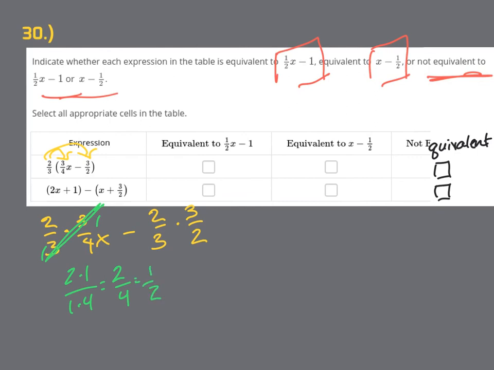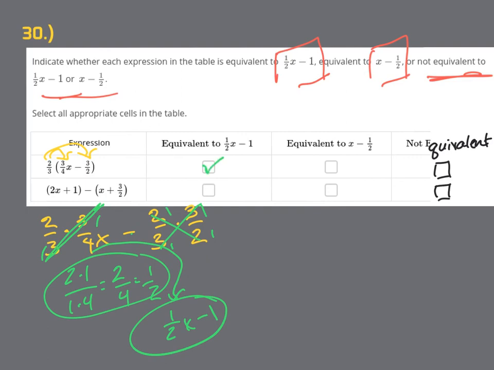So this, of course, is what I'm thinking in my head, because I know that what that means is I'm going to have 1/2 x minus, cancel, these are all ones, so it's going to be 1/2 x minus 1. Is that one of our choices? I can't remember. Yes, there it is. 1/2 x minus 1. Here it is. There it goes. Okay, next.